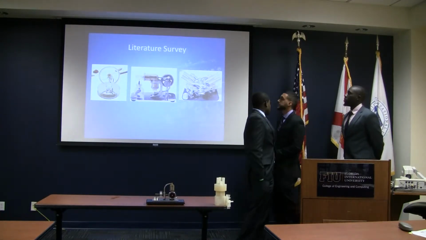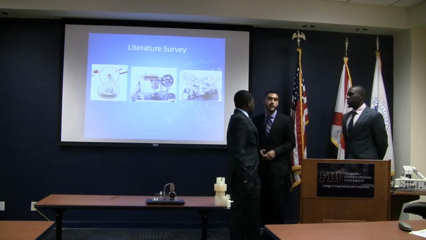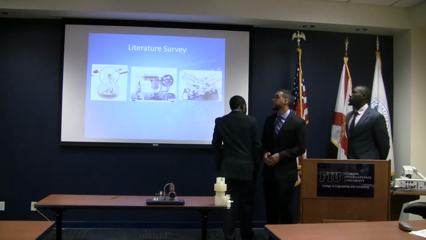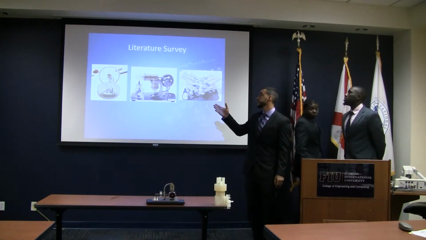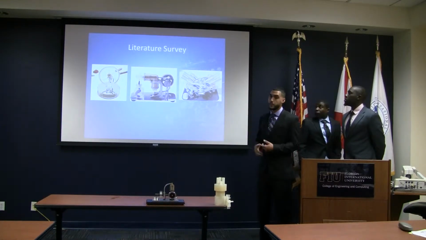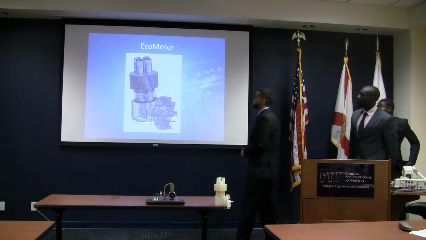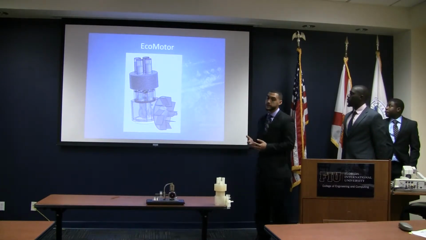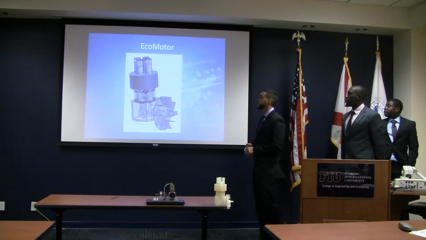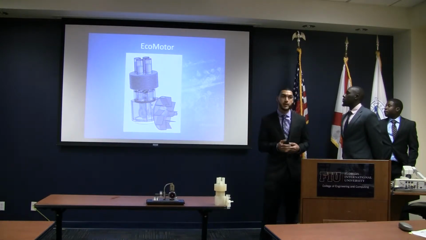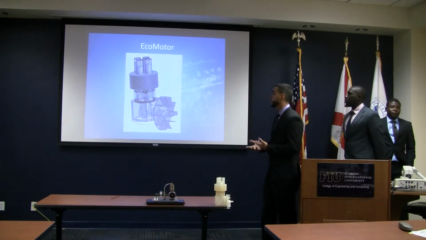So for a literature survey, we have just a couple of examples of some Stirling engines. From left to right, you see its simplicity, and as you move towards the right, they get more and more complex. So through the literature survey, here's our EcoMotor. It has 4 cylinders. This allows an easy and fast startup, and also produces more power.